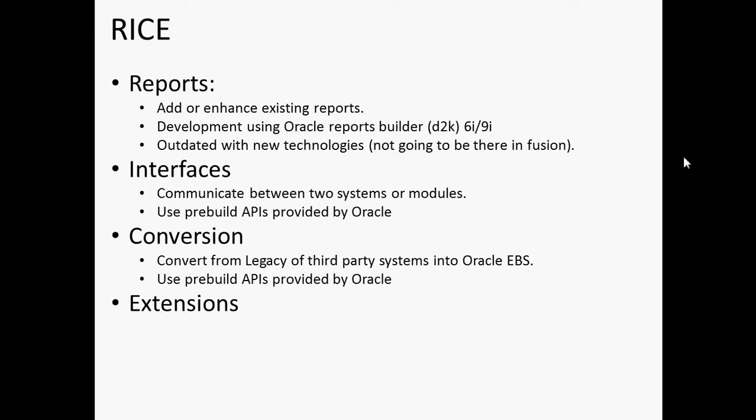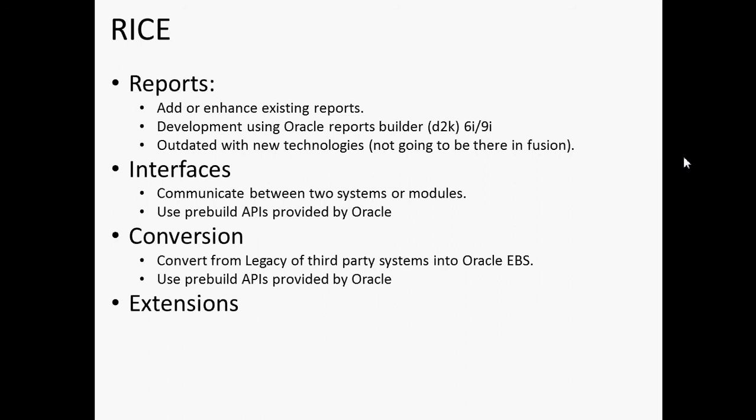So let's go back to reports. Basically you add some functionality to the seeded reports, or you enhance the existing seeded reports, or you create your own reports on top of the Oracle architecture. Normally we use tools like D2K, Developer 2000, 6i, 9i versions of this tool, Oracle Reports Builder. This is pretty much outdated because nowadays with Release 12 and Fusion, most of the reports are XML based, BI Publisher based, and they are transitioning to business intelligence instead of the Oracle Reports architecture.